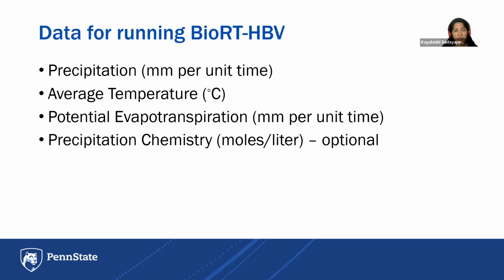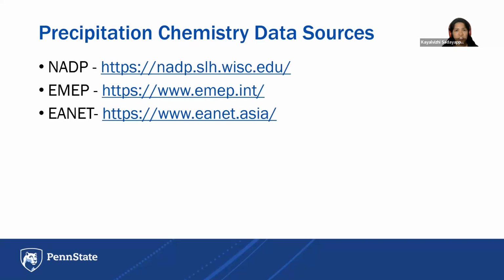Precipitation chemistry data should be in the units of moles per liter. Some of the major networks that measure precipitation chemistry include NADP in America, EMEP in Europe, and EANET in Asia.